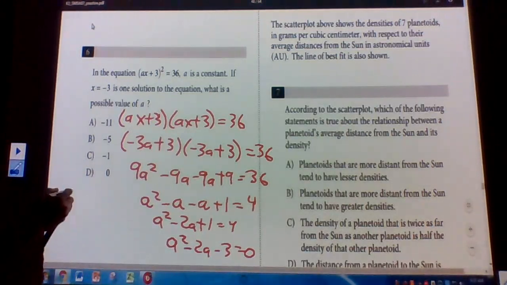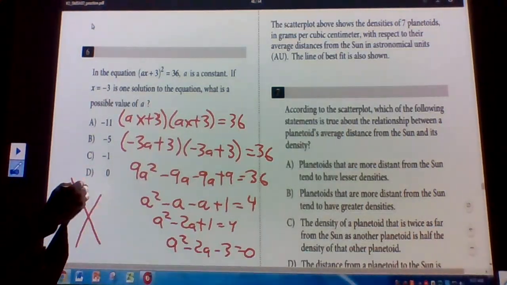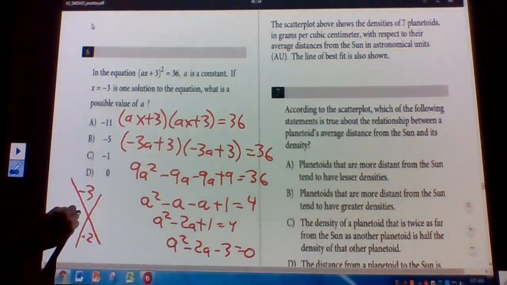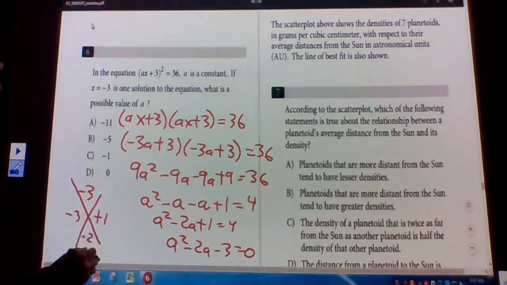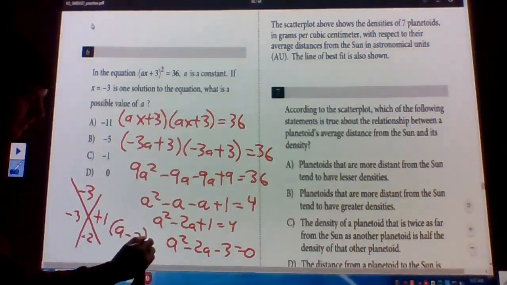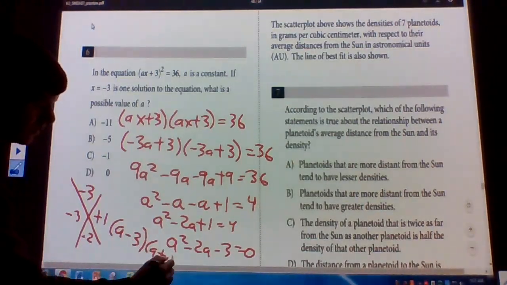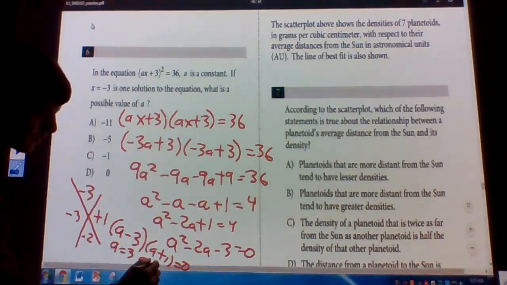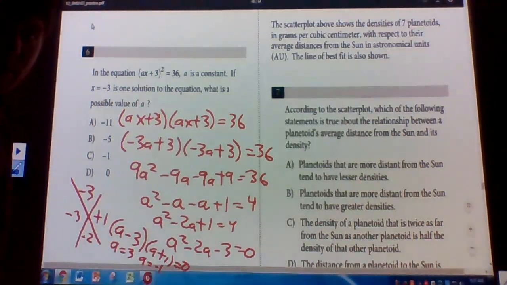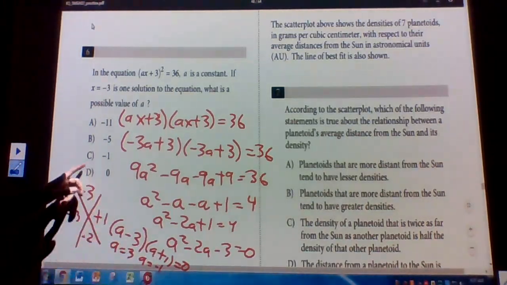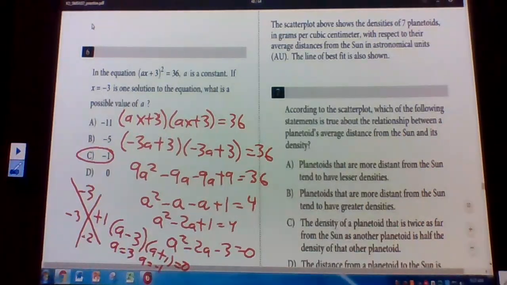And then from here you can do your x method. We need something that multiplies to -3 and adds to -2. So that's -3 and +1. So we're going to have a minus 3, a plus 1. So then we're going to get a equals 3 and a equals -1. So +3 and -1. So your possibility there would be C.